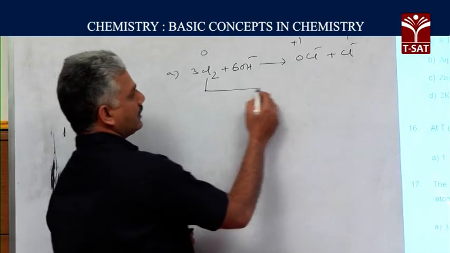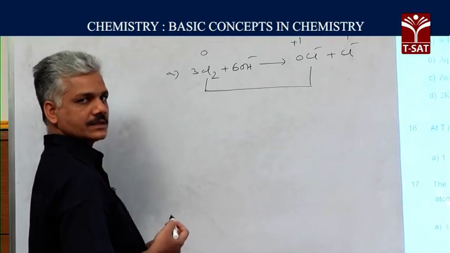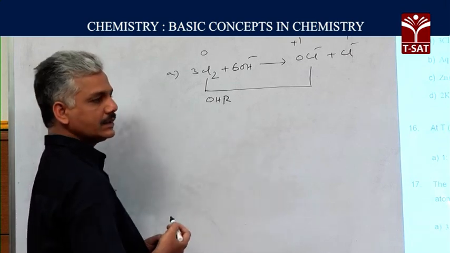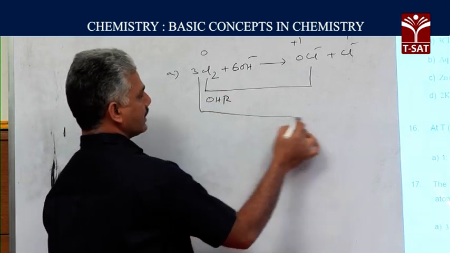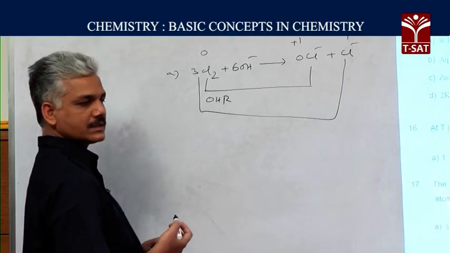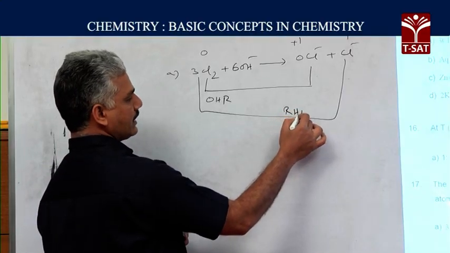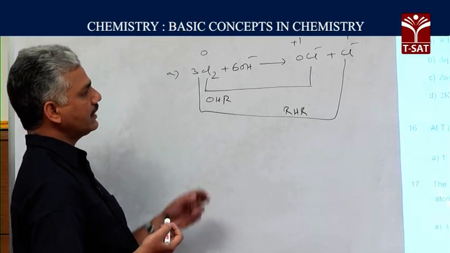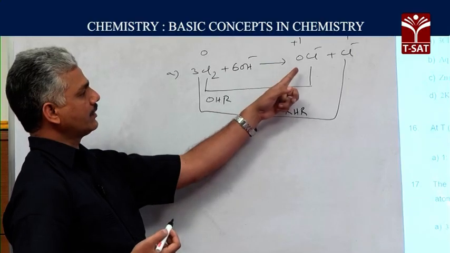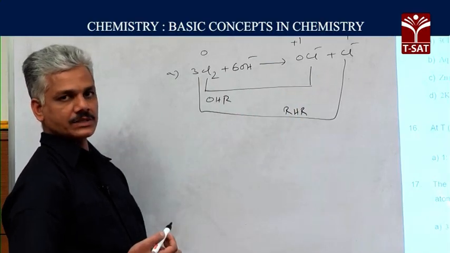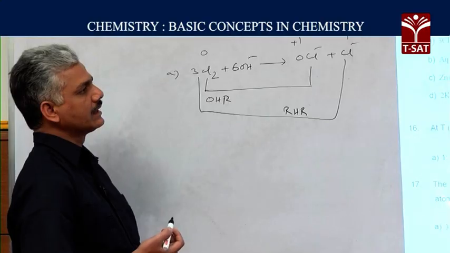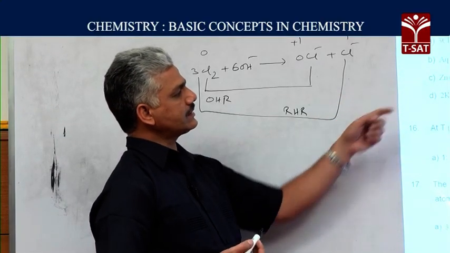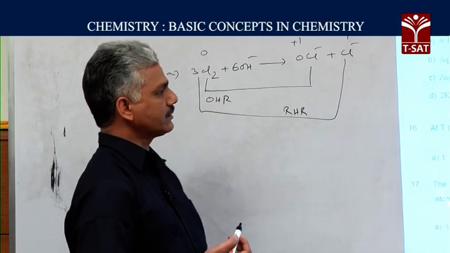So, in one instance, chlorine oxidation state has increased. So, it will become OHR, oxidation half reaction. In the second instance, chlorine oxidation state is decreasing. So, it can be taken as RHR, reduction half reaction. So, in this example, same substance is undergoing both oxidation as well as reduction. So, it can be taken as a disproportionation reaction. In the same manner, let us check the remaining 3 options also.